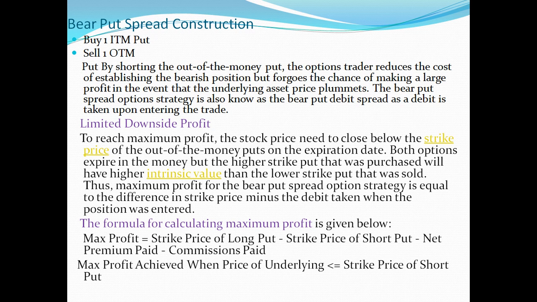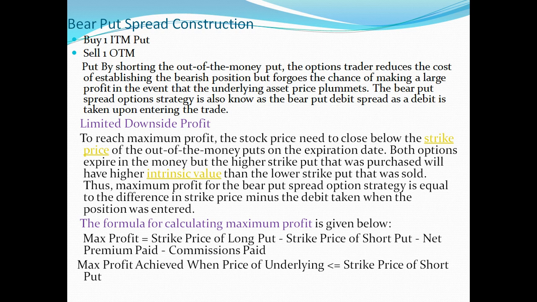So what is limited downside profit? To reach a maximum profit, the stock price needs to close below the strike price of the OTM puts on the expiry date. Both options expire in the money, but the higher strike put that was purchased will have higher intrinsic value than the lower strike put that was sold. Thus, the maximum profit for the bear put spread strategy is equal to the difference in the strike prices minus the net debit taken when the position was entered.